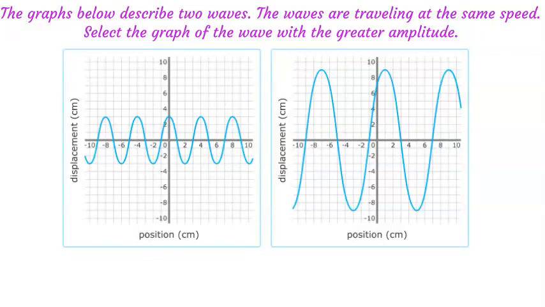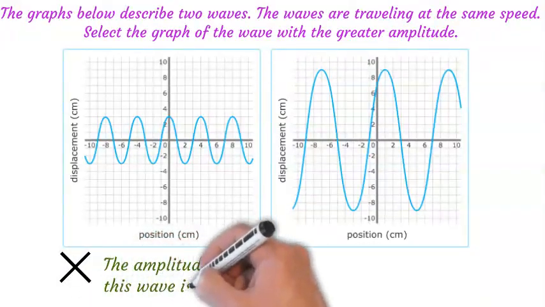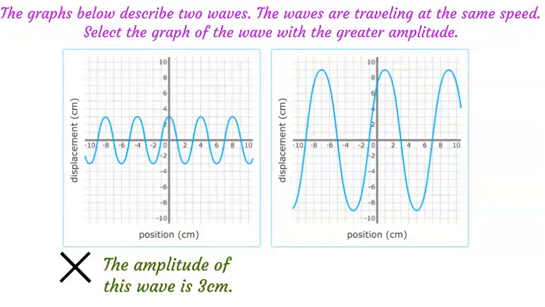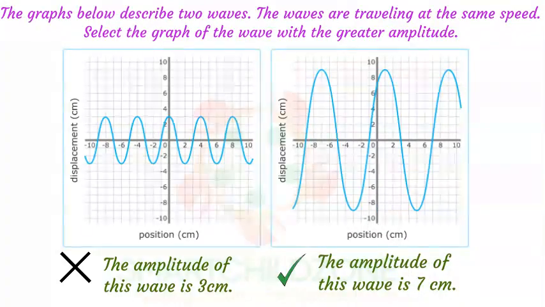Find each wave's amplitude by counting the units. The amplitude of this wave is 3 centimeters. This wave has the smaller amplitude. The amplitude of this wave is 9 centimeters. This wave has the greater amplitude.